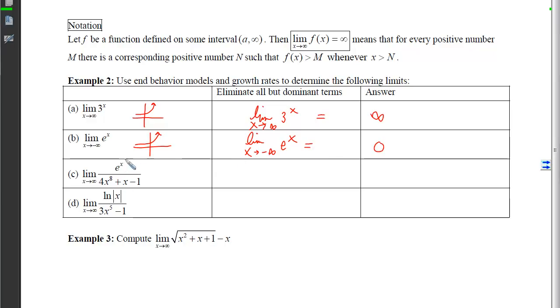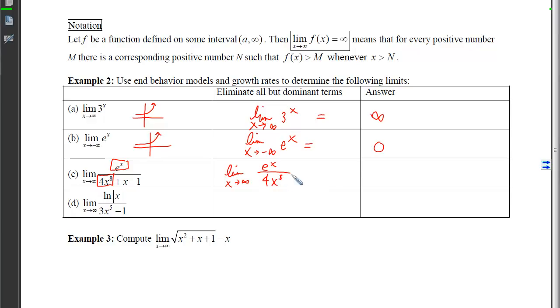On this one, we now need to evaluate dominant terms. So on the top, there's just one term, so it will dominate. But on the bottom, we have multiple terms. So we're going to take the dominant one, which is a 4x to the 8th.